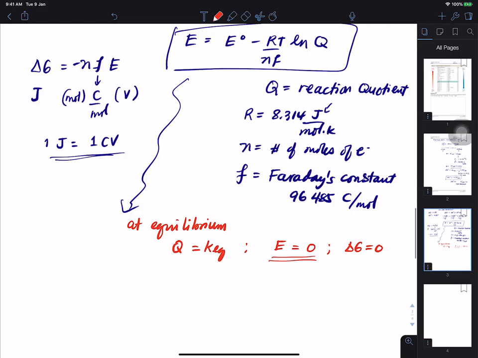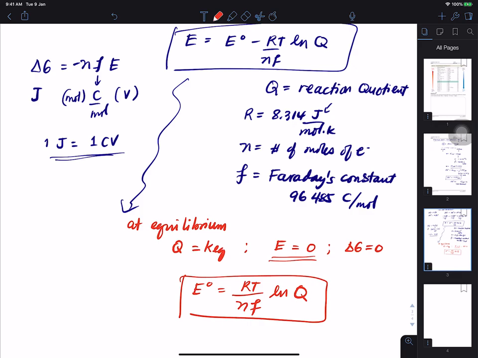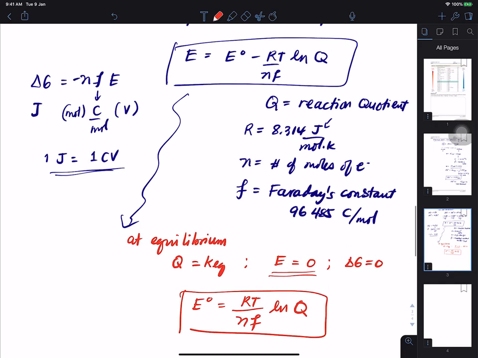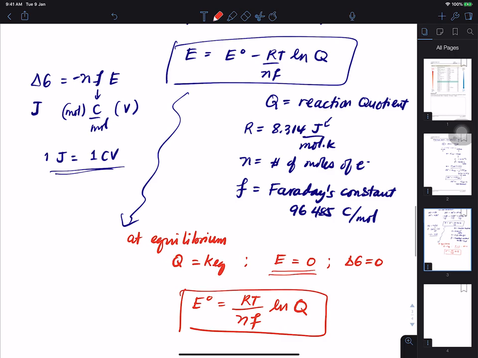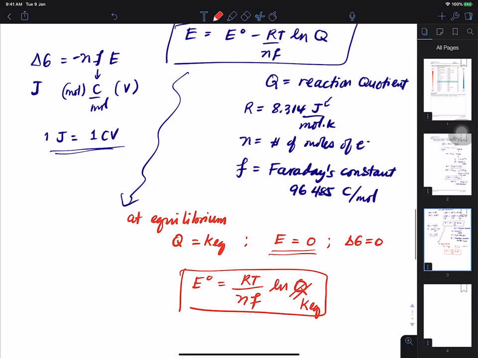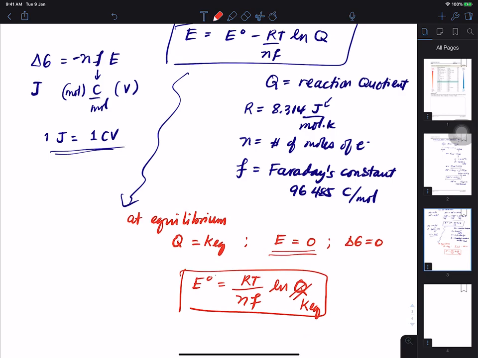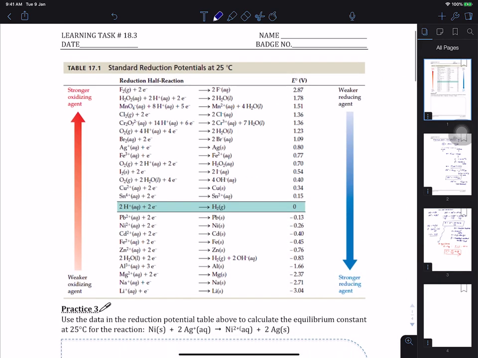So our equation reduces to E naught is equal to RT over NF ln of Q. Okay, so now we have a relationship between the standard cell potential and, let me just change, that should be KQ now. Okay, between the cell potential and the equilibrium constant. So we can now try applying this equation with a problem that we have. So let's look at this one here.